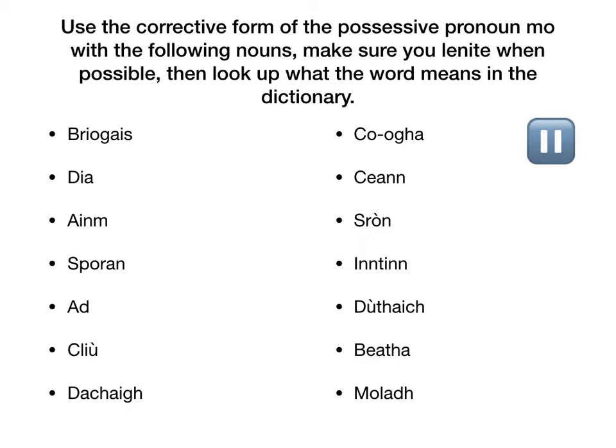Teach Yourself Essential Gaelic Dictionary is a very useful one as well, and tends to be the one that schools use in exams. But if you look here, here's some words, I'll just read them out for you. Breakish, gia, enim, sporan, at, clue, dachi, co'oa, kiaun, strawn, engine, dewy, bea, and mollig. If you want, try to use the notes from the previous slides and do these ones with mo and me, and pause it and move on to the next slide when you're ready.